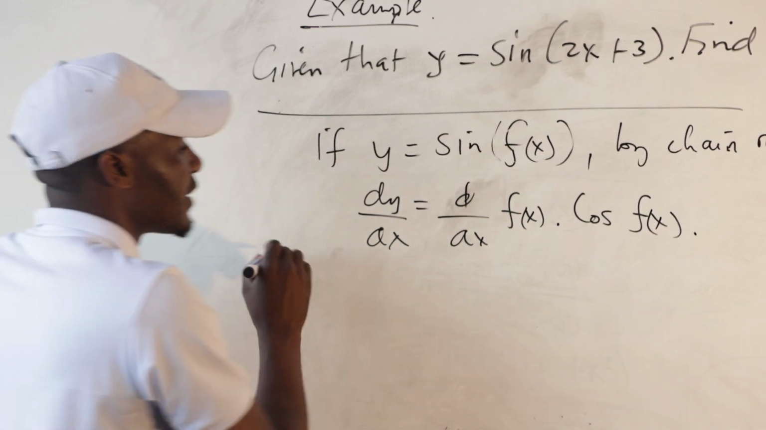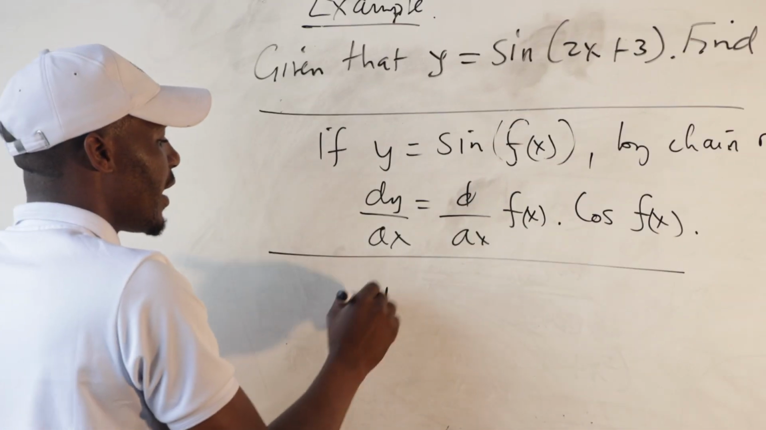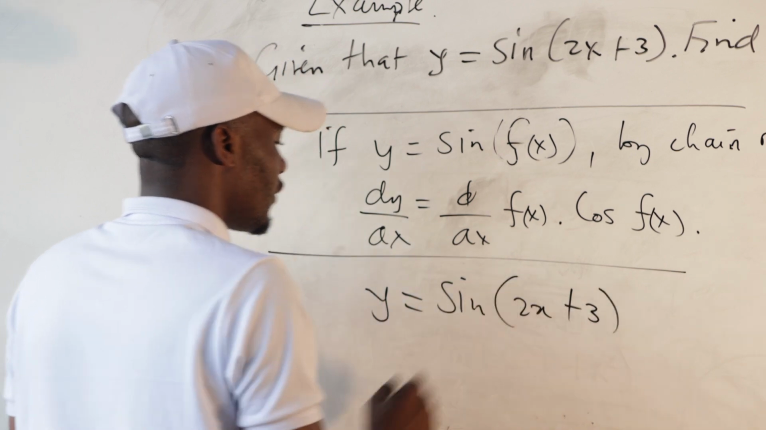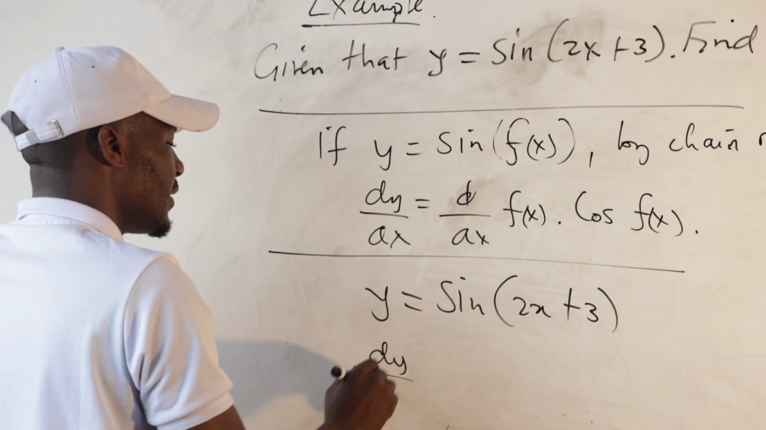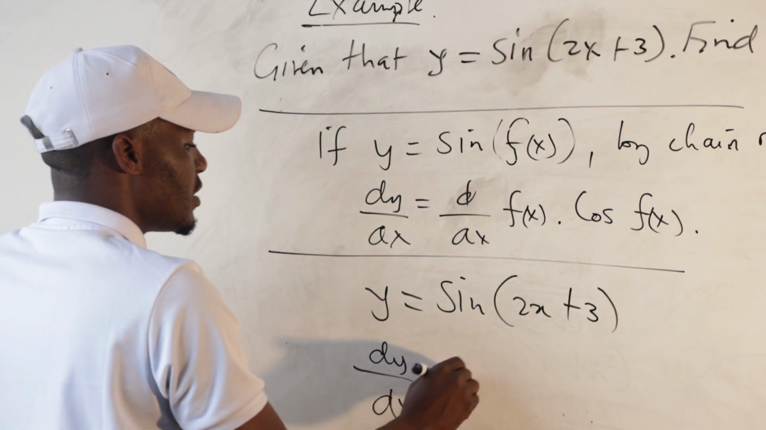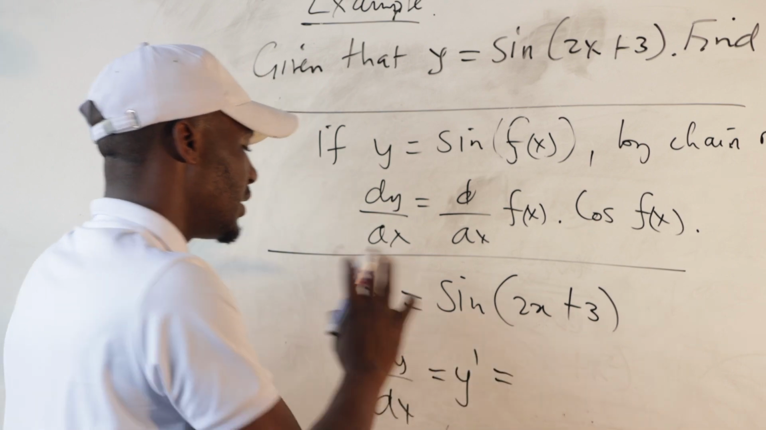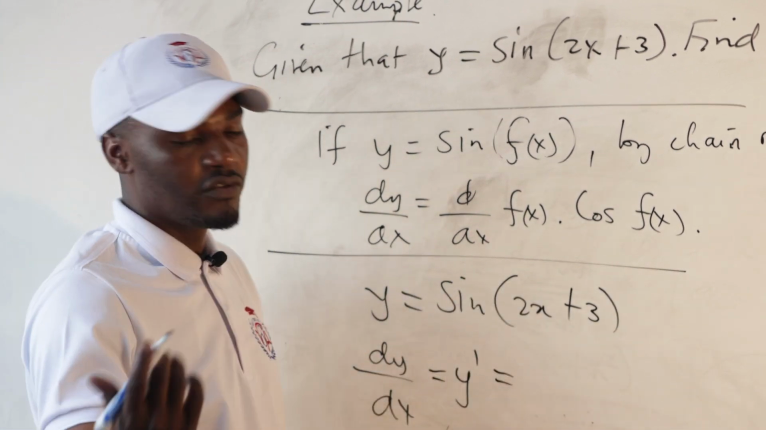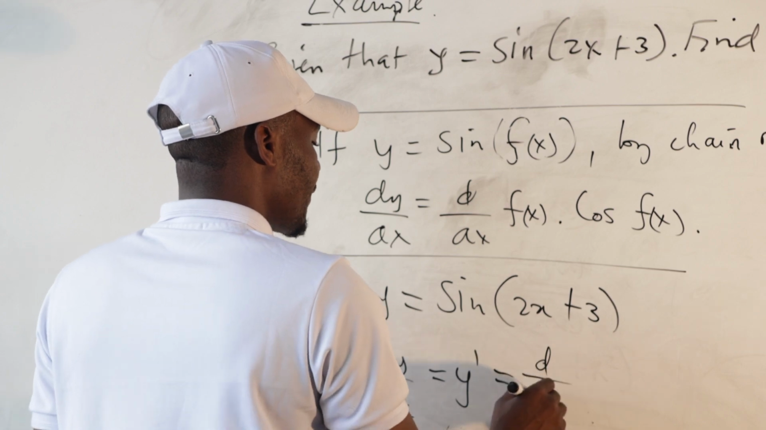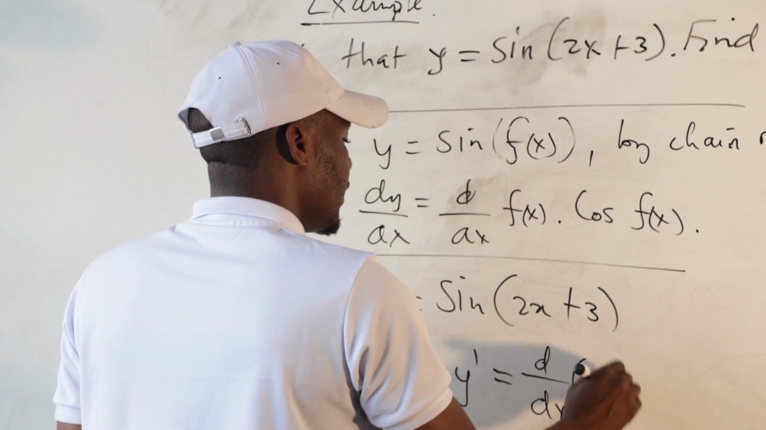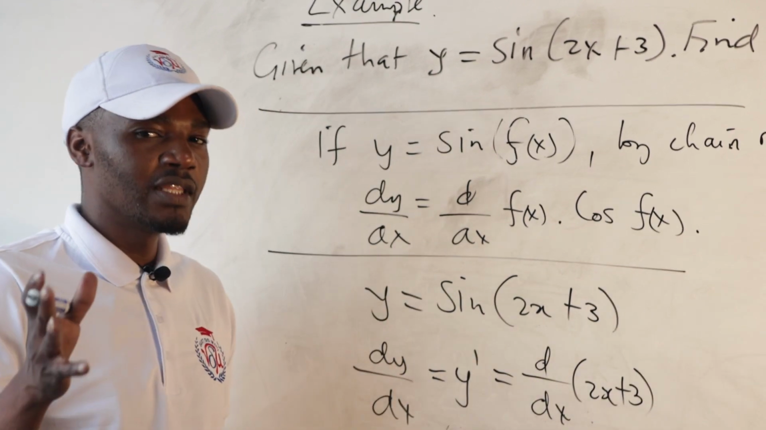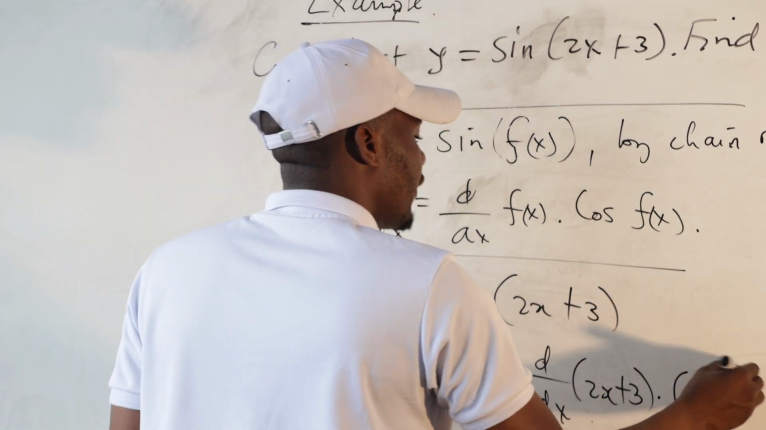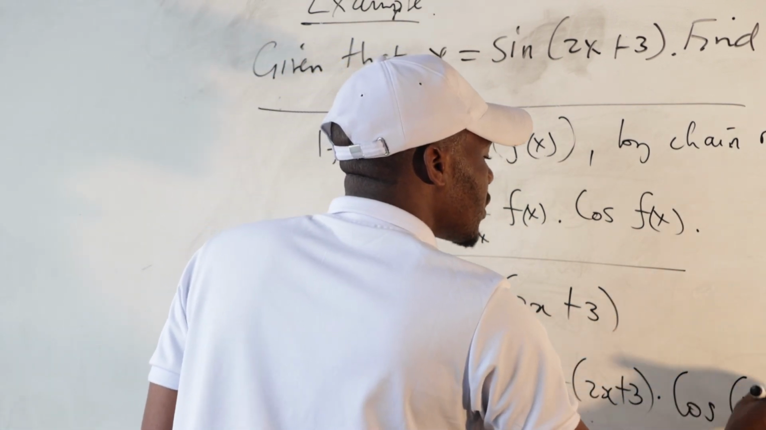Quite interesting. For example, here it's given that y is equivalent to sine of 2x plus 3. For us to find dy/dx, other mathematicians use the notation y prime. So dy/dx or y prime is equivalent to, in this case, we first find the derivative of 2x plus 3, and once we get it, we then multiply by the cosine of that function, the cosine of 2x plus 3.